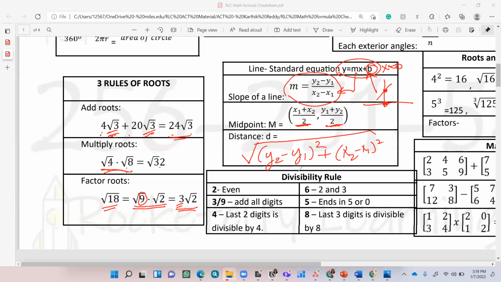The distance formula is nothing but your Pythagorean theorem. We are basically writing c equals root of a squared plus b squared. So how much is a? Whatever the distance is for y. How much is b? Whatever the distance is for your x coordinates.